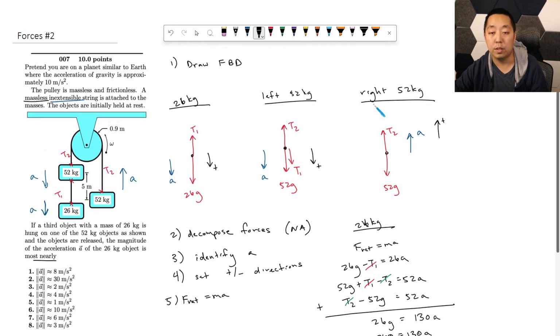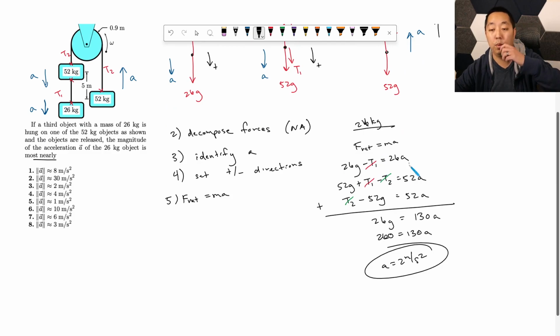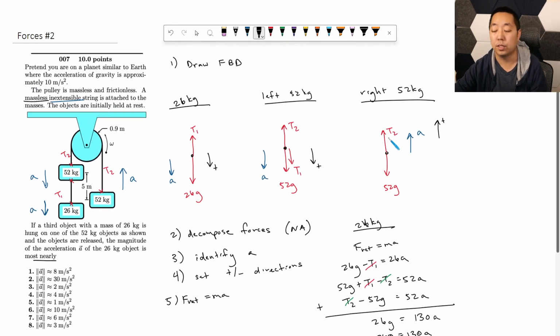All right, and so that's just a math problem at that point once you set up your equations and F net equals ma. So that's the same process I will use for any problem that involves forces. I'm always going to draw that free body diagram there.